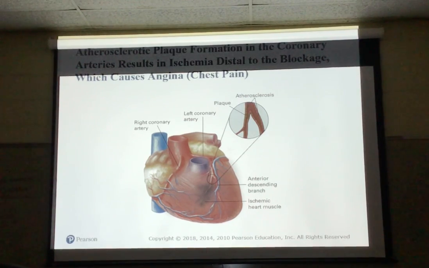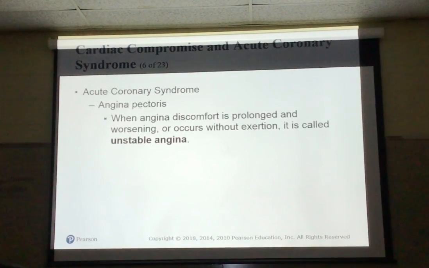I was about to say, okay. There's two types of angina pectoris. Imagine that. It's not going to be just easy, right? You have two types. You have unstable angina. It has a variety of definitions, but it usually indicates angina discomfort that is prolonged and worsening, or that occurs without exertion and when the patient is at rest.